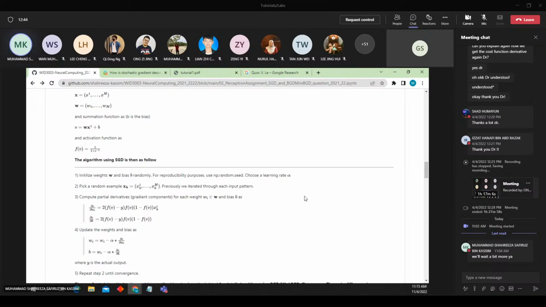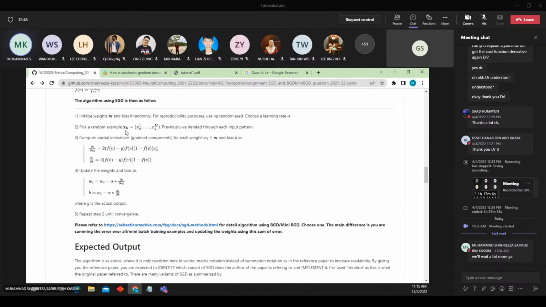Again, this is the algorithm using the stochastic gradient descent. You have to initialize the weights and the bias randomly, choose a learning rate alpha, pick a random example, and then compute the partial derivatives, update the weights, and repeat until you achieve some sort of convergence.